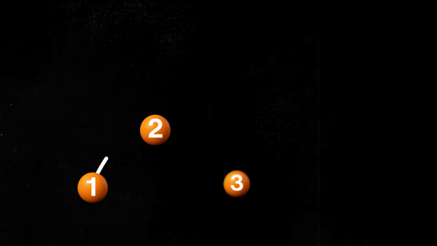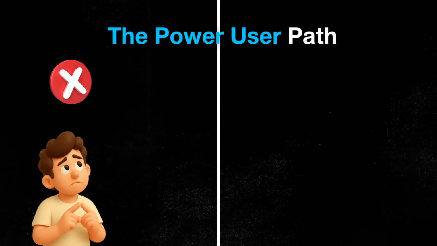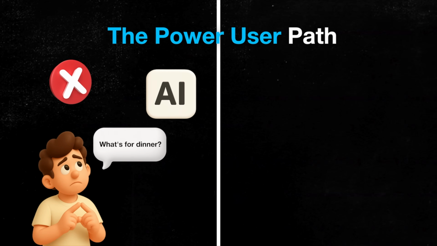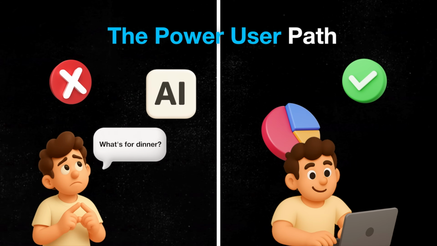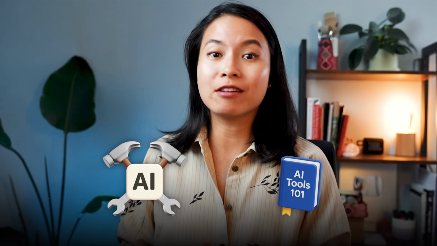So fingers crossed. Alright, let's now talk about the roadmap for how to become a power user of AI. Not just a casual user who can ask AI what's for dinner, but someone who actually gets things done with it and does it very well. The good news is for this power user path, you don't need to know the code or anything. You just need to know how to pick the right tools and learn how to use them well.